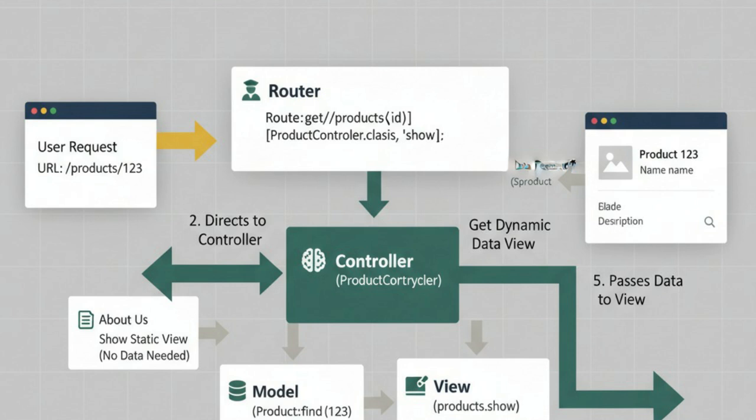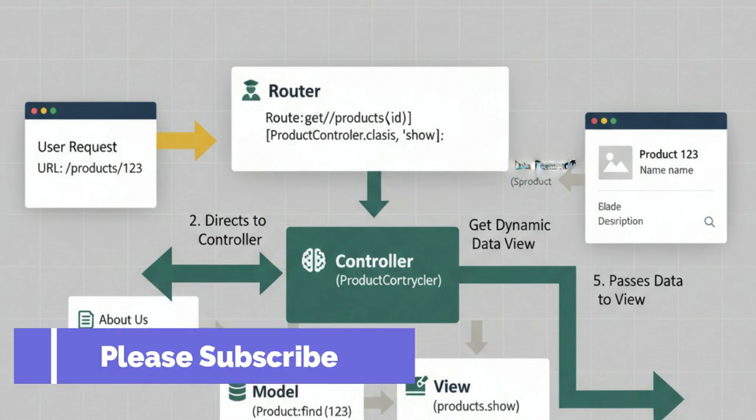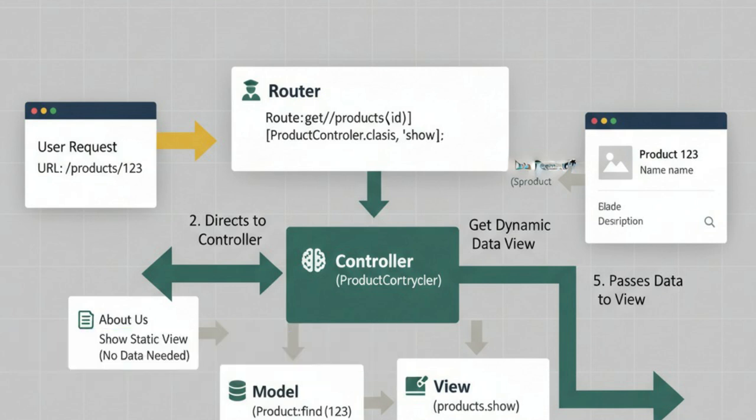Once the route finds the right path, it sends the request to a specific controller. Think of the controller as the main decision maker. It receives the request and checks what needs to be done. Now in many cases, the controller will need some data. For example, if the user wants to see a list of products, the controller doesn't store that data itself. Instead, it communicates with the model. The model acts as a bridge between the application and the database. It fetches the records and gives them back to the controller.